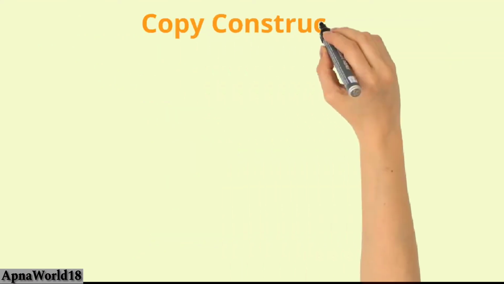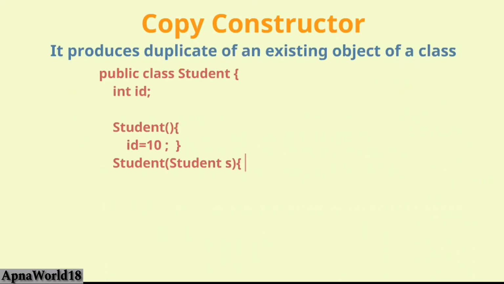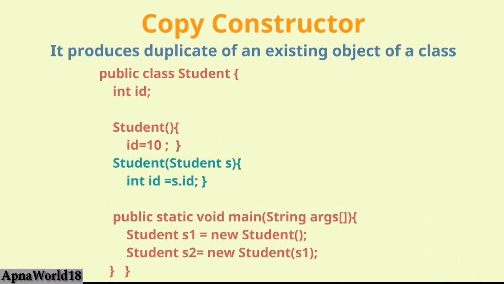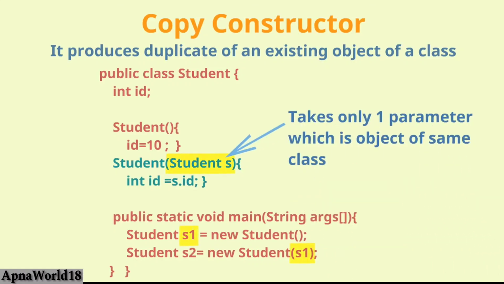Next, we will learn about copy constructor. A copy constructor produces a duplicate of an existing object of a class. As shown in the example here, it takes only one parameter which is an object of the same class.